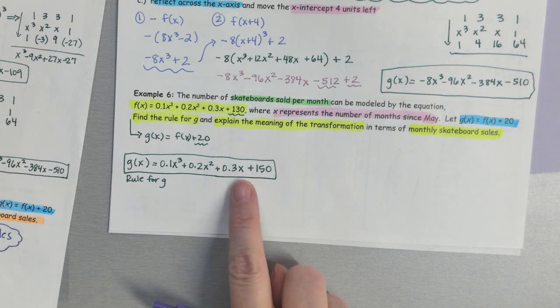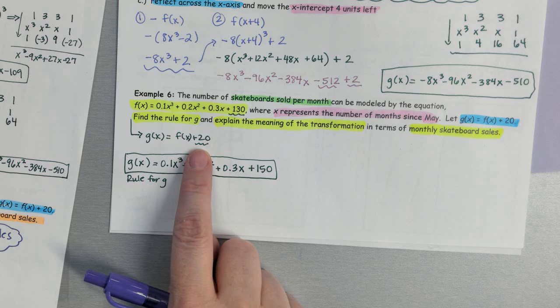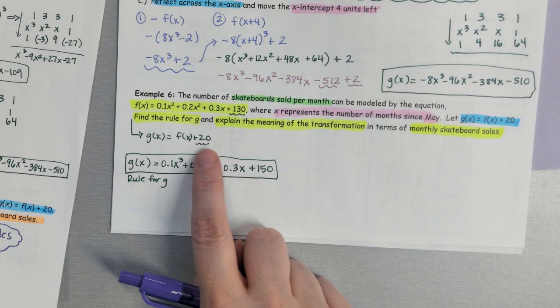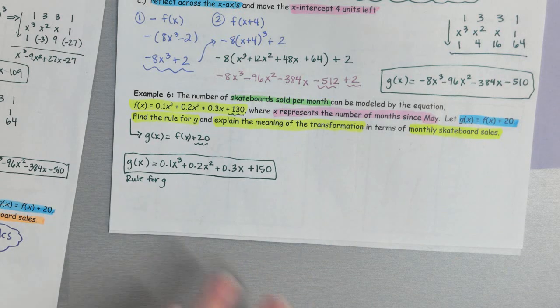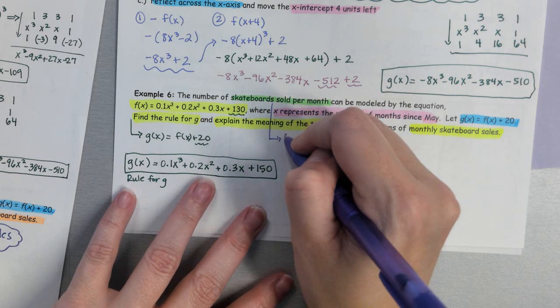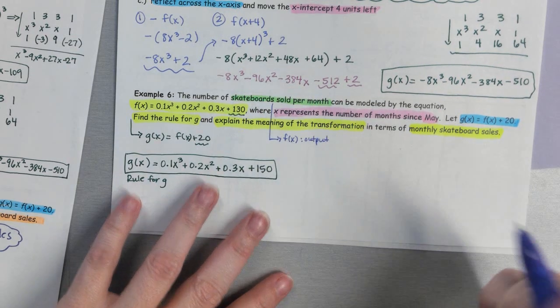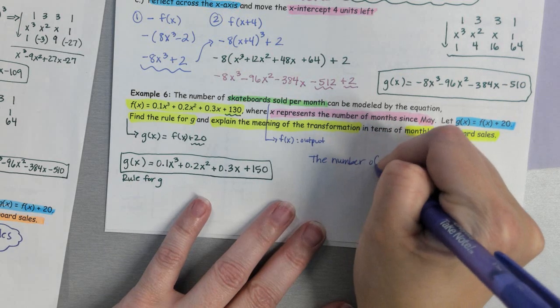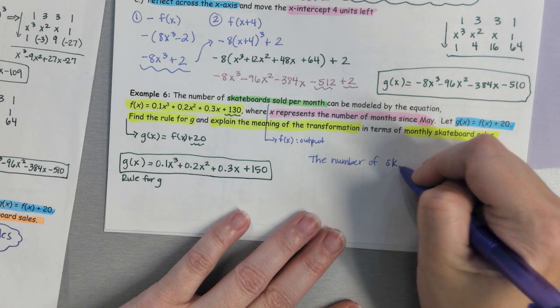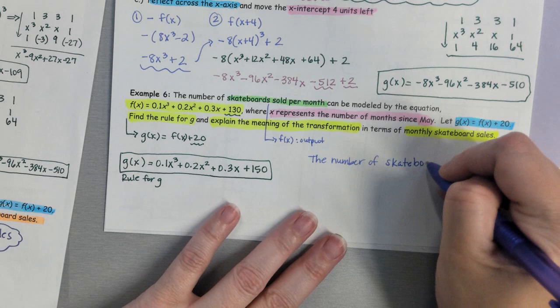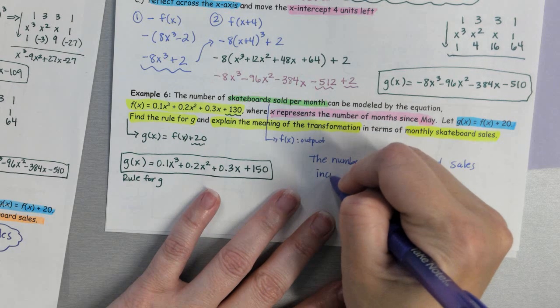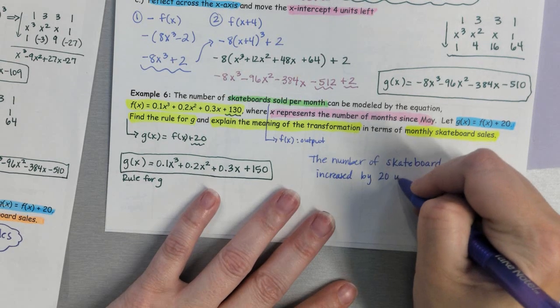So it says explain the meaning of this transformation. So you have this plus 20. Does it apply to the input or the output? Yeah, the output. If it was applied to the input, where would it be? Yeah, it would be inside, directly on the x. So this is a vertical translation, 20 units up. Okay, so the skateboards sold per month, that is your f of x, which is your output. Okay, so the plus 20 also affects the output. So this means the number, if I added 20, what's happening to it? Yeah, it's more skateboard sales, yes. Okay, so the number of skateboard sales increase. Yep, by 20 units.